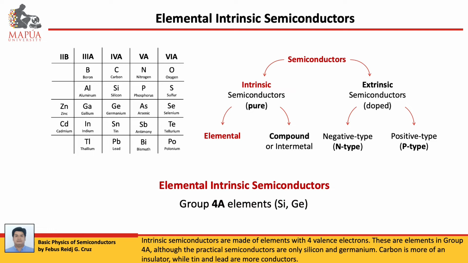Intrinsic semiconductors are made of elements with 4 valence electrons. These are elements in group 4A, although the practical semiconductors are only silicon and germanium. Carbon is more of an insulator, while tin and lead are more conductors.